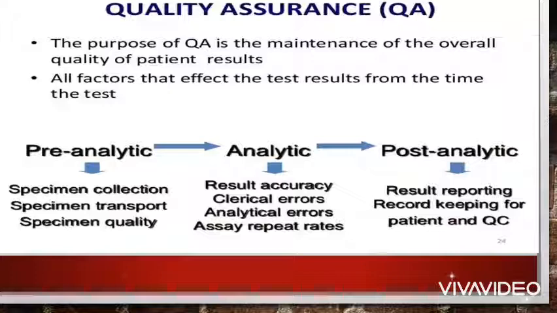For pre-analytic variable, we have specimen collection, specimen transport, specimen quality. For analytic variable, we have result accuracy, clerical errors, analytical errors, assay repeat rates. And for post-analytic variable, we have result reporting, record keeping for patient and quality control.